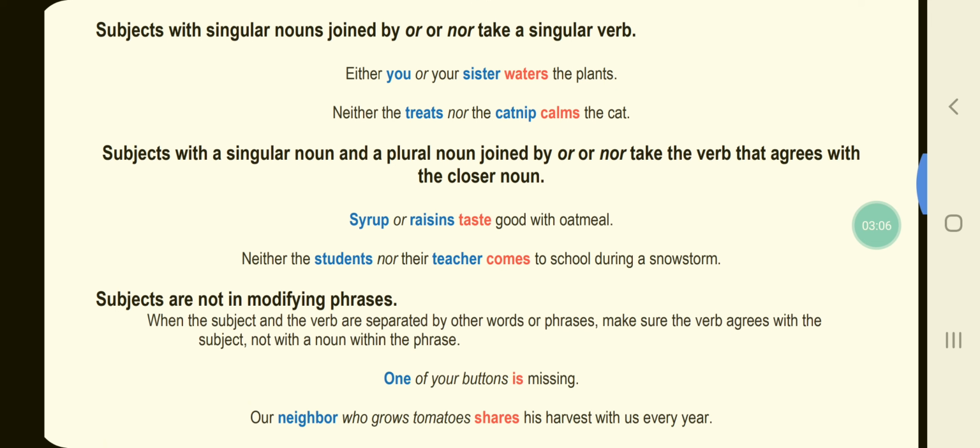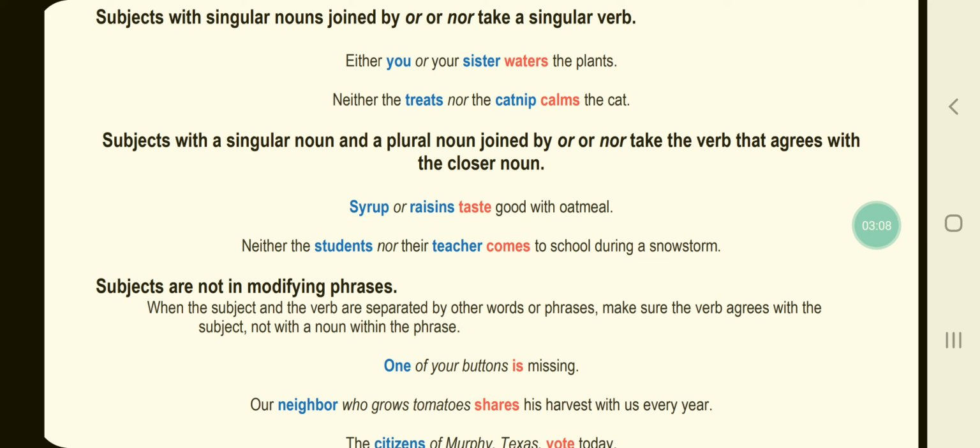Next, subjects with a singular noun and a plural noun joined by or or nor take the verb that agrees with the closer noun. Like, syrup or raisins taste good with oatmeal. Children, syrup is singular whereas raisins is plural. So what we do is we take the noun which is closer to the verb, and here raisins is closer to the verb taste, right? Therefore we have taken a plural verb.